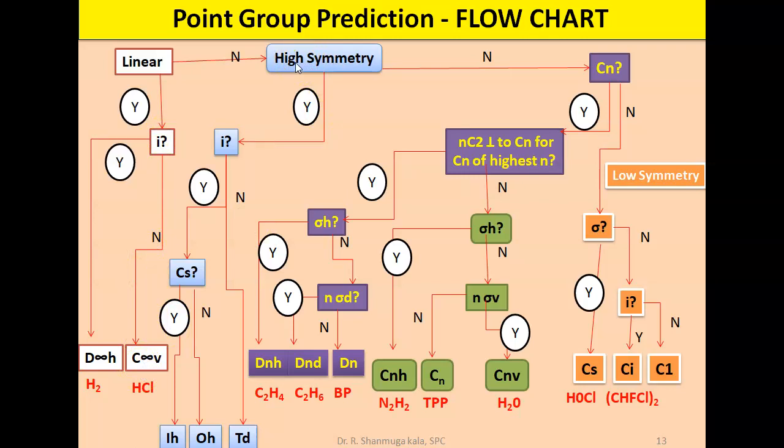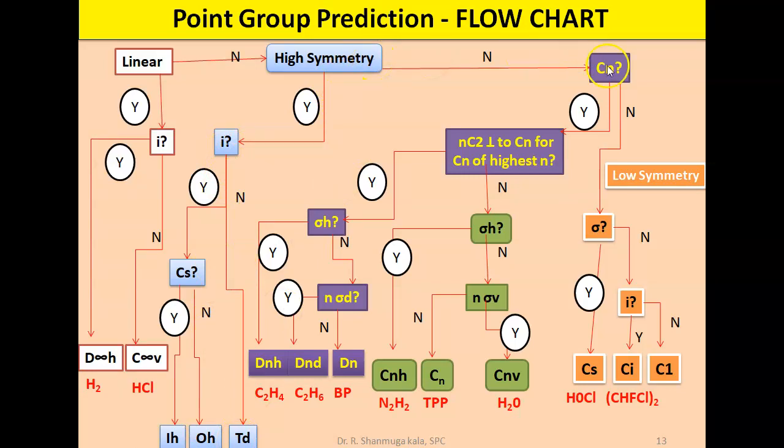And the next case, if it is of high symmetry, if yes, then find whether a center of inversion is there or not. If yes, then again find C5. If yes, icosahedron. If no, octahedron. If there is no center of inversion, then tetrahedron.